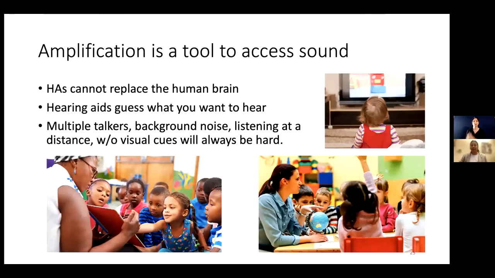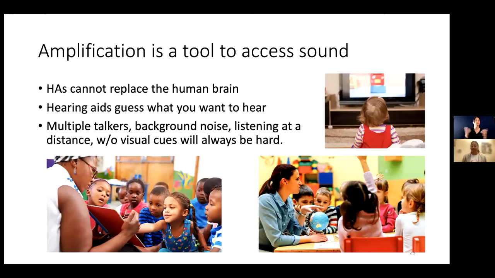Hearing aids and cochlear implants cannot replace the human brain. So unfortunately, we cannot connect hearing aids and cochlear implants to our brains, which means that we cannot direct our hearing aid or cochlear implant and tell it what exactly we want to hear. We can't direct it to amplify the voice of mom while lowering or paying less attention to the background noise. So hearing aids and cochlear implants essentially guess what sound you want to hear and what sound you want to be reduced. How does the hearing aid decide which sound to amplify and which sound to decrease?